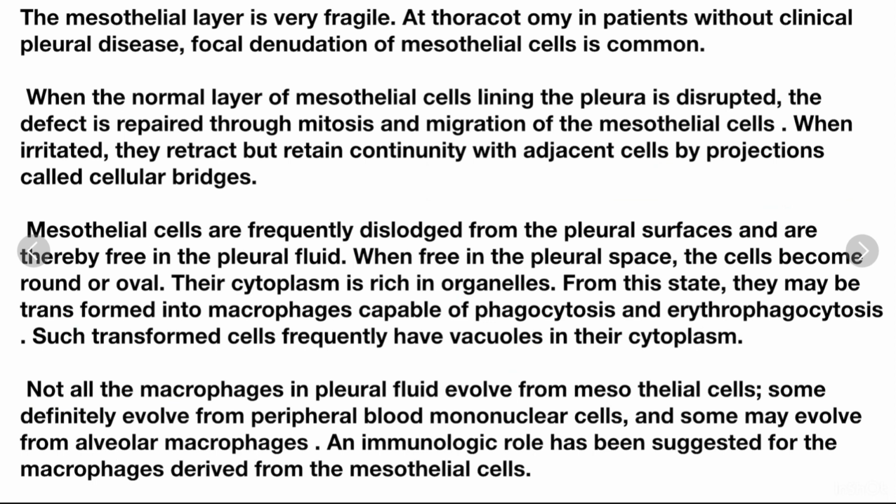So now they are telling that the mesothelial layer is very fragile. A thoracotomy in a patient without clinical pleural disease, focal denudation, meaning the mesothelial cells used to get removed, is very common. When the normal layer of mesothelial cell lining the pleura is disrupted, the defect is repaired through the mitosis and migration of these mesothelial cells.